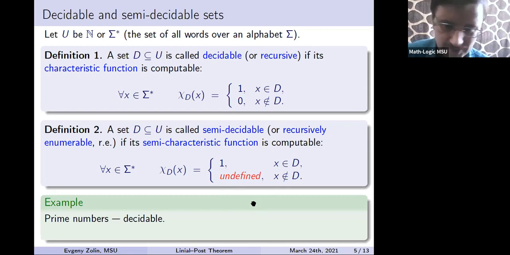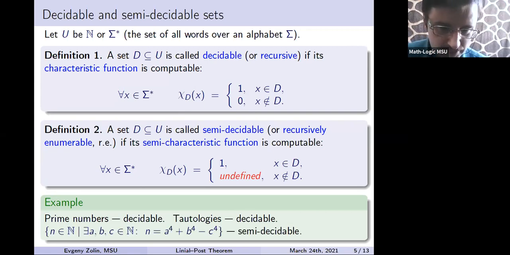So of course we know many examples of decidable and semi-decidable sets. For example, the set of prime numbers is of course decidable. In logic, the set of all tautologies is decidable. The set of satisfiable formulas is decidable, of course. Now consider the following set of natural numbers: the set of natural numbers that are representable in the following form, where A, B, and C are natural numbers.